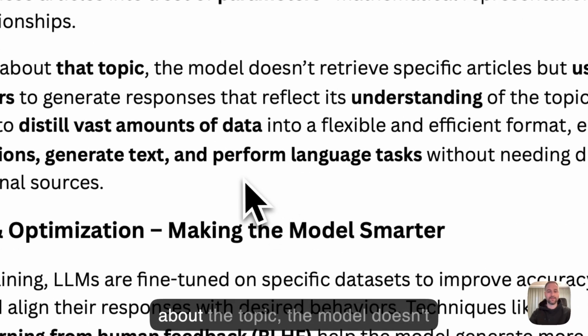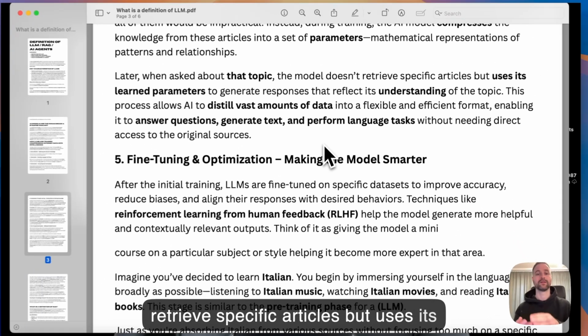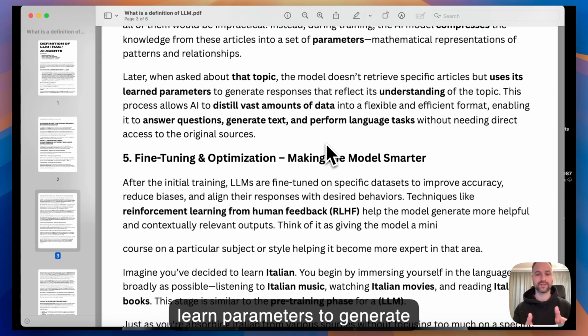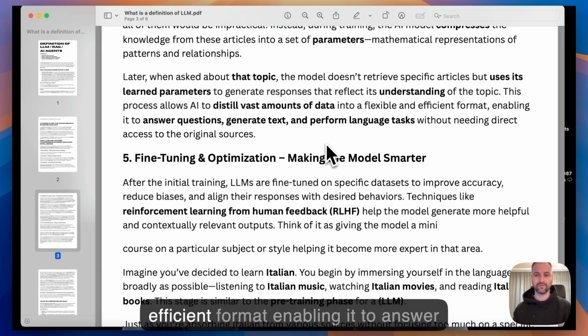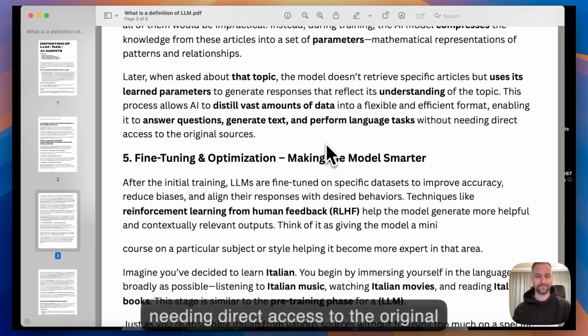Later, when asked about the topic, the model doesn't retrieve specific articles, but uses its learned parameters to generate responses that reflect its understanding of the topic. This process allows AI to distill vast amounts of data into a flexible and efficient format, enabling it to answer questions, generate text, and perform language tasks without needing direct access to the original sources.